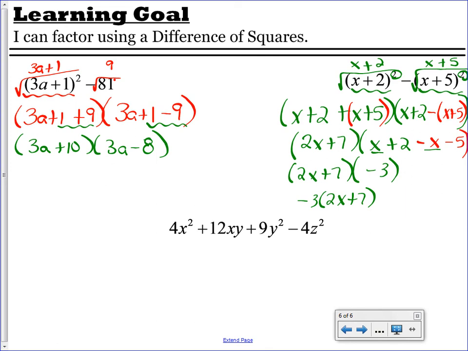Okay, the next one. I have 4 terms. What should you think of as soon as you have 4 terms? Nick? We do factor by grouping. I look at these first 2 terms. I look at these second 2 terms. So in my first term here, I can common factor out a 4x. So I'm left with x plus 3y.